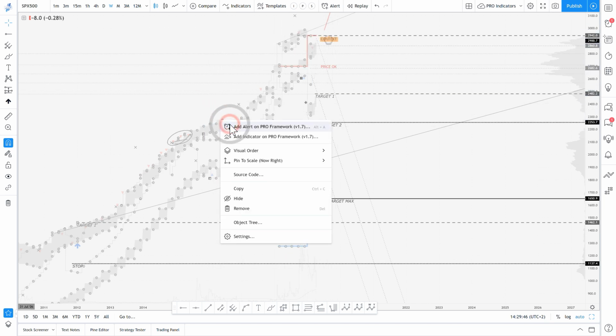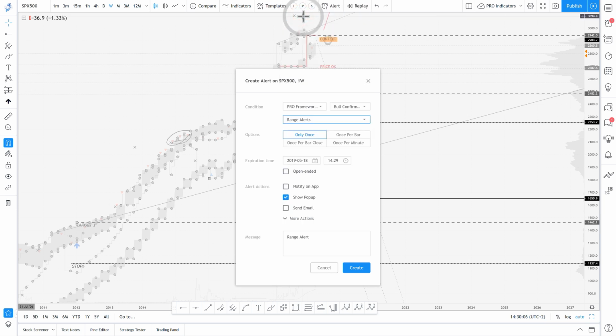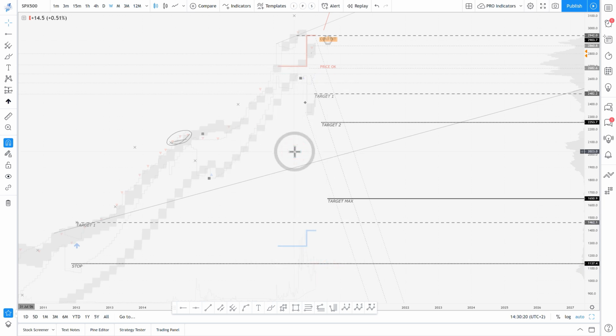What you're going to do is set an alert out of Pro Framework, and you've got all those contexts in here: range alert, trend accumulation, trend breakout, trend divergence, trend final excess, trend pullback, trending range alerts. So once you've answered what context you are in, you're just going to say, all right, we're ranging at the moment, let's put a range alert. So the indicator will tell me when there are interesting prices in that context or any reliable information. For example, if you set the range alert, it will alert you regarding the strategy rules.